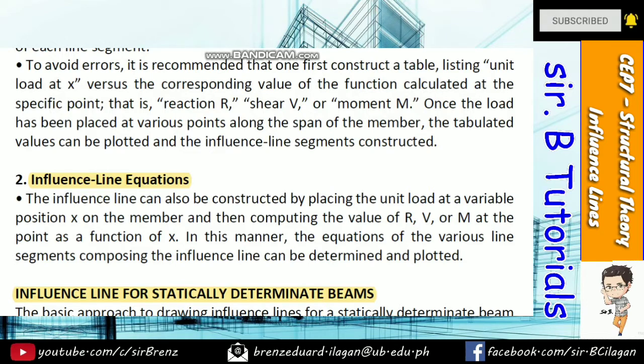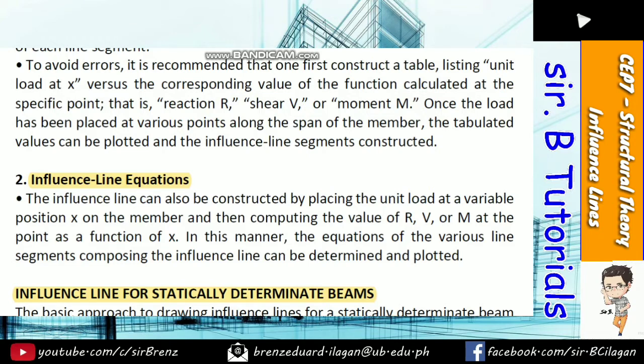Okay, so what it says here, guys, is that it is good to make a table first. A table consisting of the distance X and the values produced at the given distance X. Okay? So once you have made that table, from there you graph or draw your influence line.